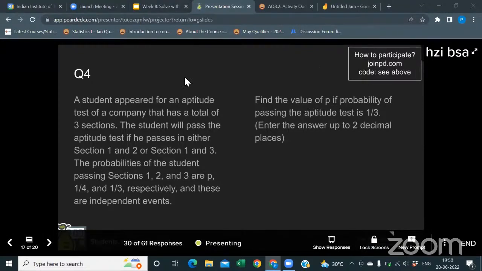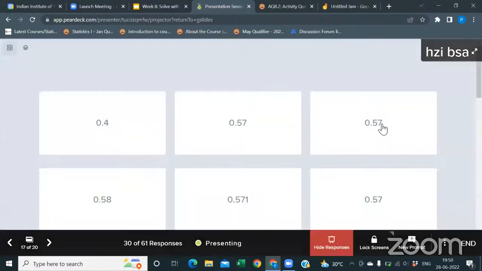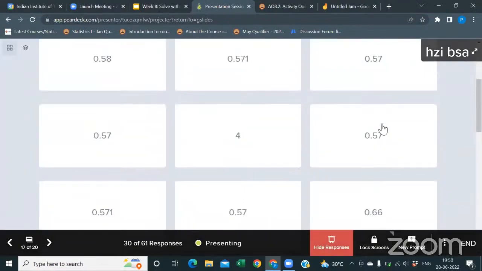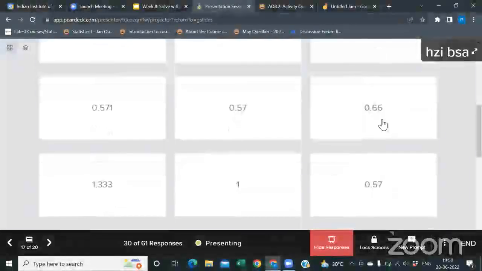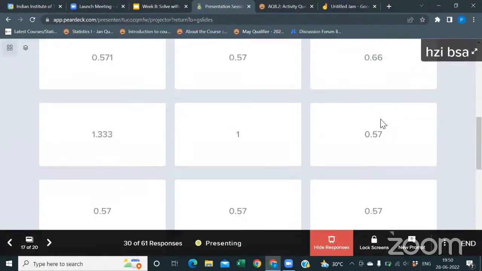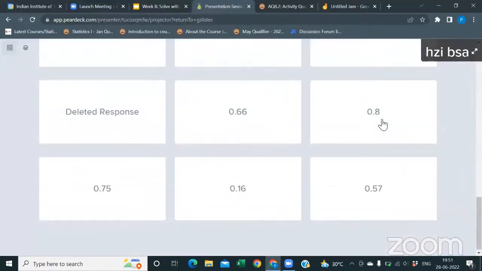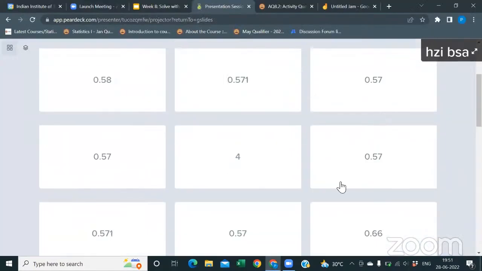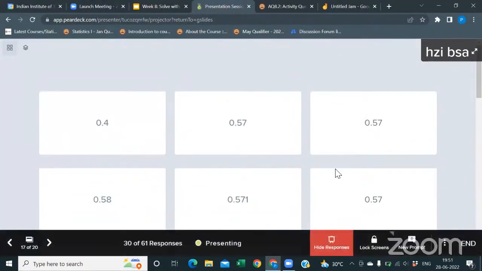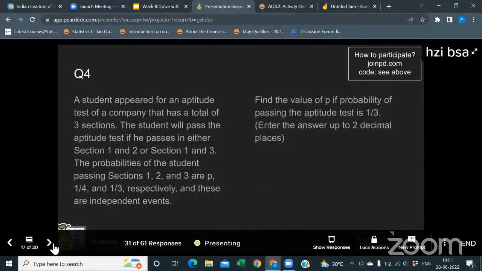Okay. Let me see the responses first. Okay, 0.57, 0.4. Oh, someone has entered 4. I don't know. 4 cannot be because probability cannot exceed 1. 0.6 is 0.1. Okay, there is some variety. And this is a little bit long question actually. Okay, so let's move.